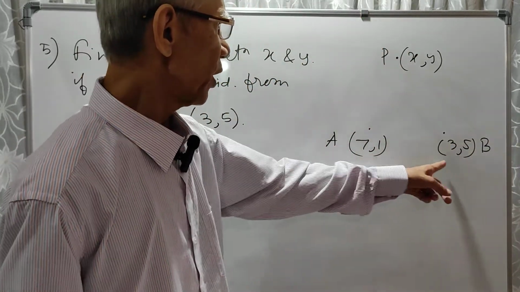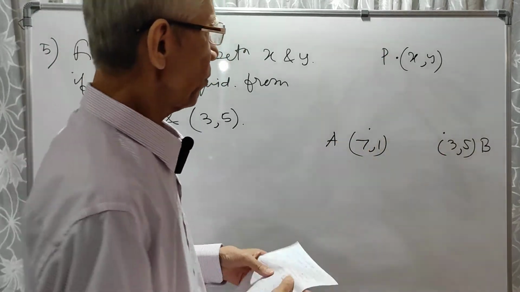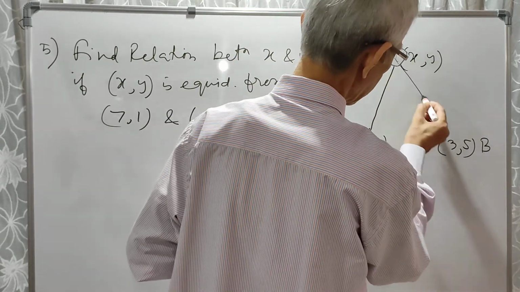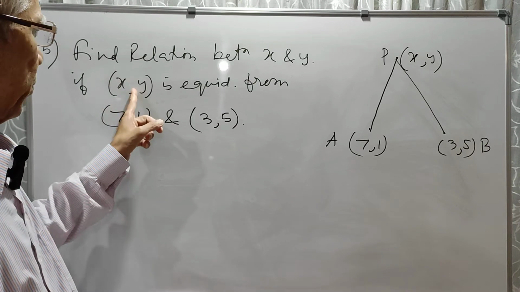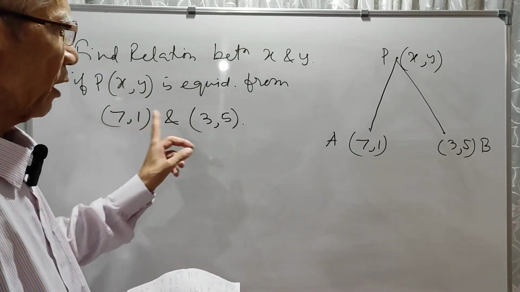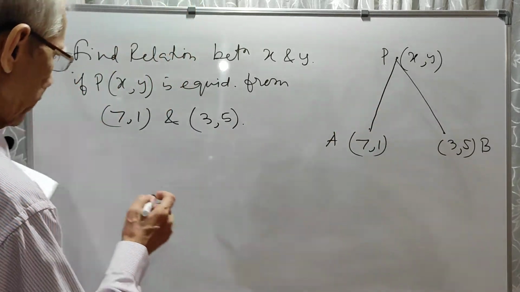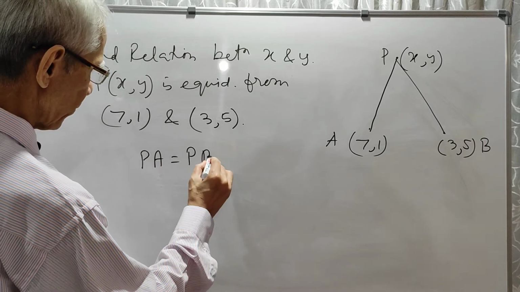Now this point P is equidistant from these 2, A and B. That means PA equal to PB. Now you have to use the distance formula. According to the question, PA equal to PB.